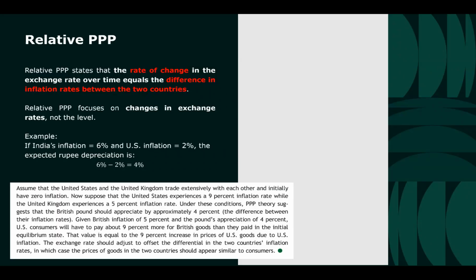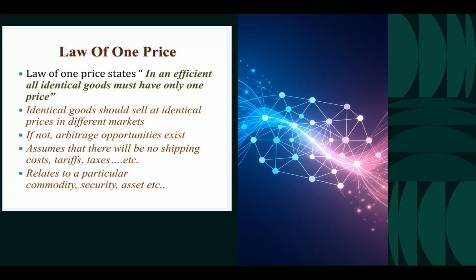So what relative PPP argues is, considering the inflation rate between the two countries, the exchange rate tends to appreciate or depreciate until it reaches the equilibrium position, after which it stops. It's the same way in this example. The US consumer tends to buy the goods in the UK until the inflation in the UK reaches close to 9%. After that, if they continue to trade, it will not be beneficial for them.